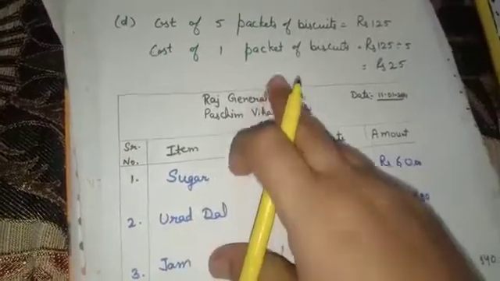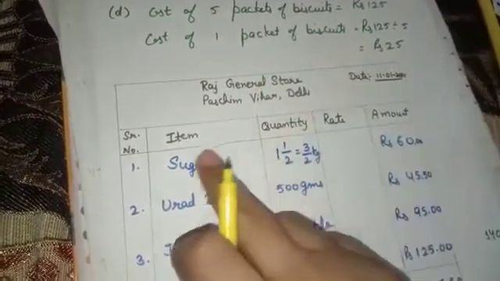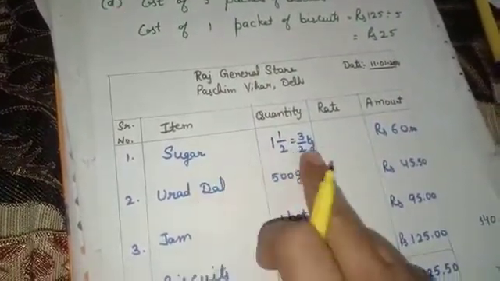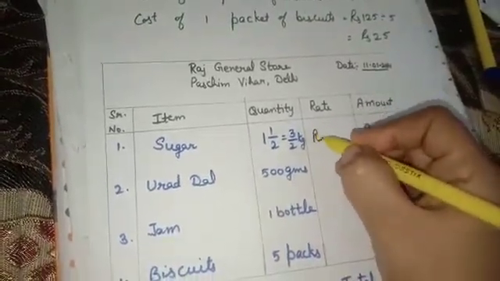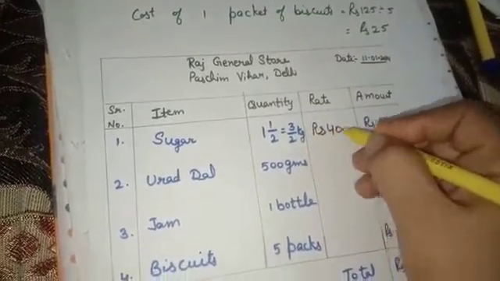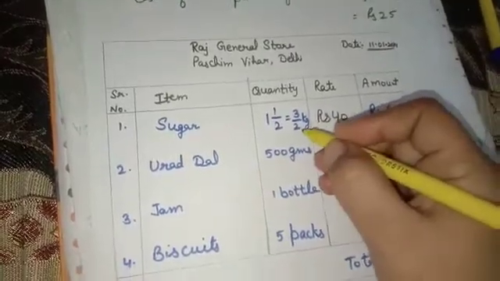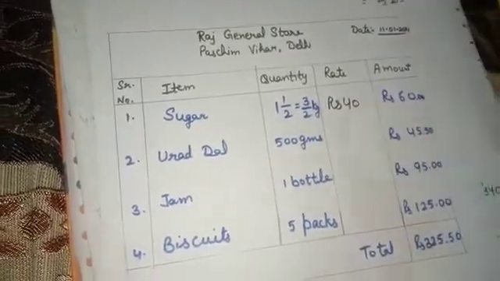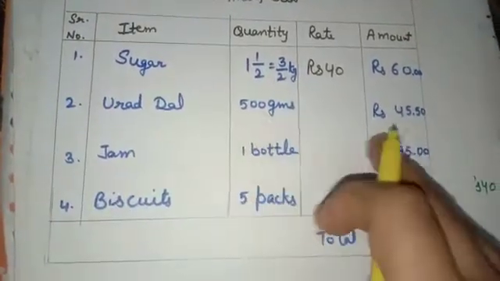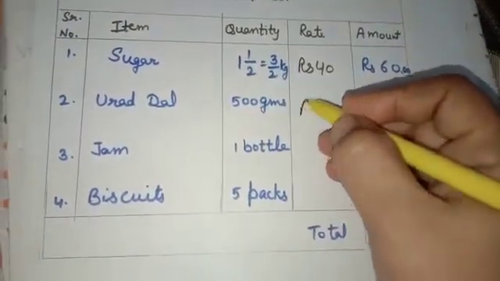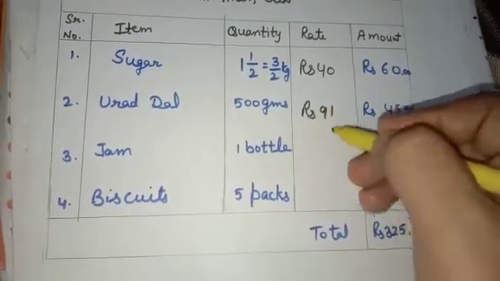Prepare a format. Write the name of the shop and date. Items. Sugar 3 by 2 kilogram. What is the rate of sugar which we have found out? Yes, rupees 40. When you will calculate 40 multiply 3 by 2, you will get 60, which is already given. Urad dal 500 gram at the rate of rupees 91 per kilogram.